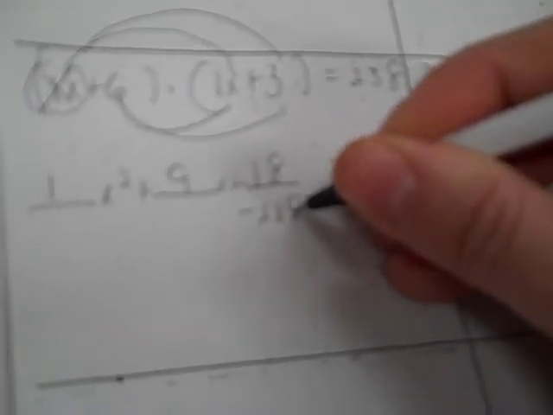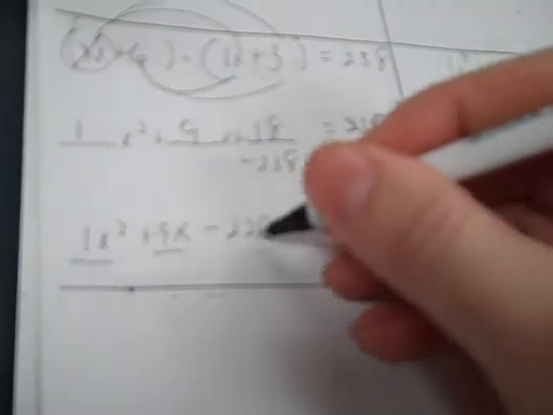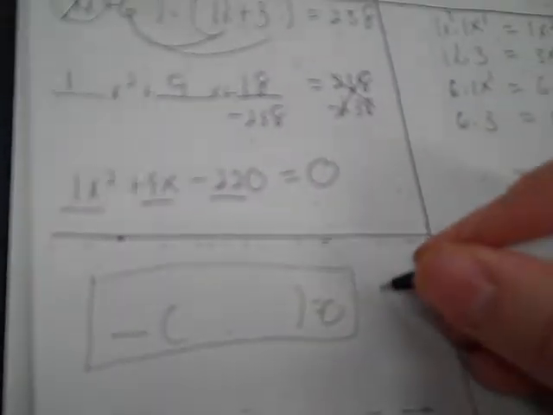All right, there's two answers. And since I've got x squared and x, we need to see a 0 go up in the equation. Okay, and now what do I have? I've got 1x to the second plus 9x. 18 minus 238 is negative 220, so minus 220, equals 0. Okay, so here we go. So we're going to look for a GCF. And then we're going to look for our difference of perfect squares.